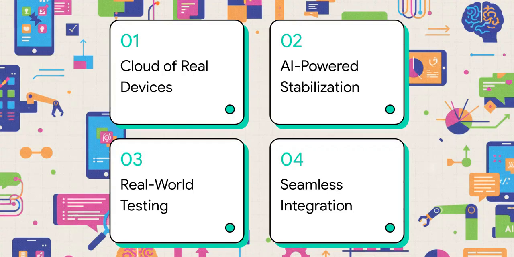Well, here's our roadmap. We're going to break down how to solve this maze into 4 key parts. First, we'll talk about a massive cloud of real devices. Then, we'll get into how AI is making our tests way more stable. After that, we'll cover testing for crazy real-world situations. And finally, how all of this just plugs right into your workflow.